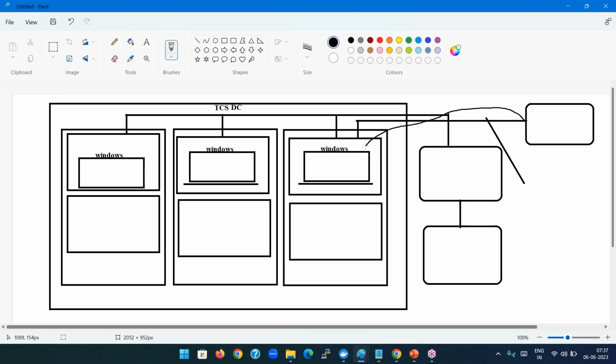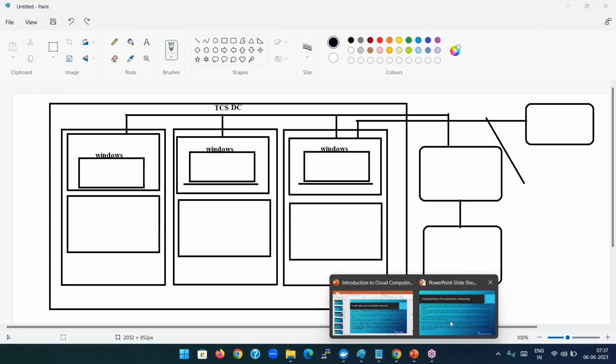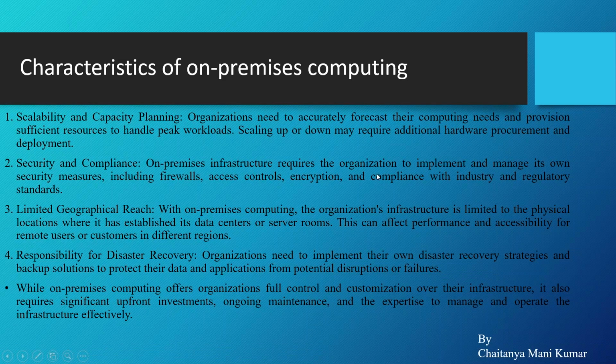So what are the different types of encryption? These are all the things that should be maintained by your organization only. And the next one is, this is about your security. So the encryption compliances with the industrial and regulatory standards.